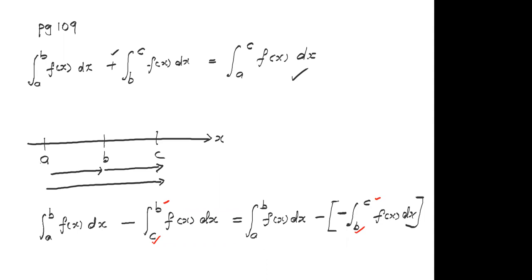So now you look at here. Negative times negative, what do you get? You get positive. Am I right? So this is the same as A to B fx dx plus B to C fx dx. And you look, B on top here, B at the bottom here. So they go in sequence. So this is the same as integrate from A to C fx dx.